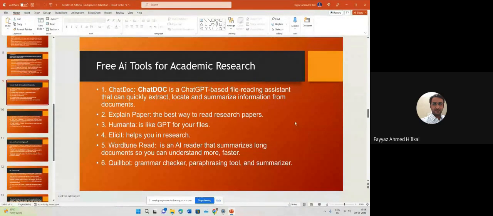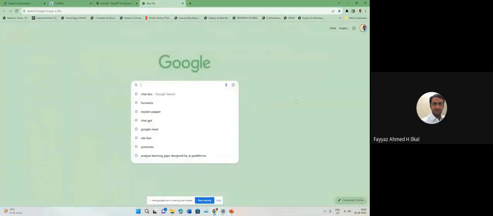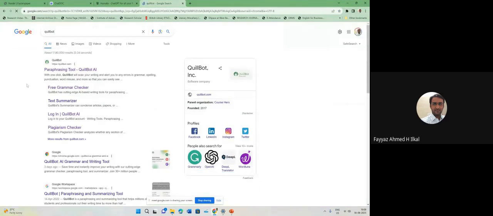And the next one is Elicit. It also helps you in research, and then Wordtune Read, and then QuillBot, to which even I have also subscribed. This is also a very useful tool, which you can use for text summarizer, free grammar check, and plagiarism checker also.